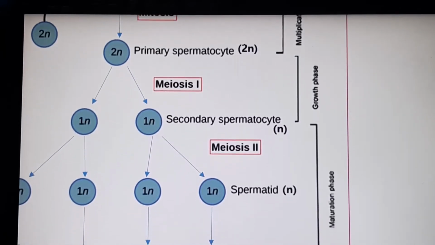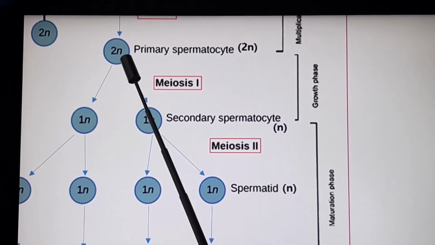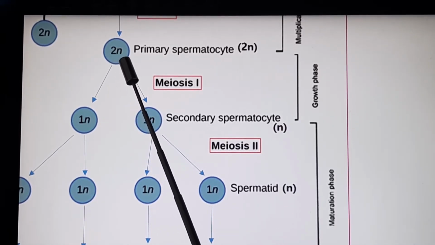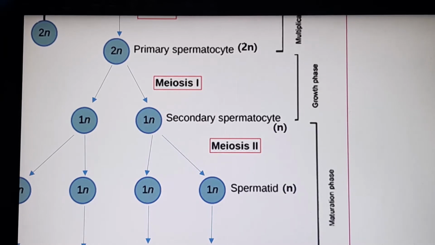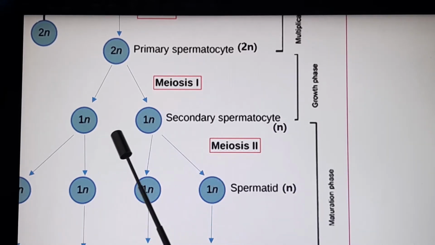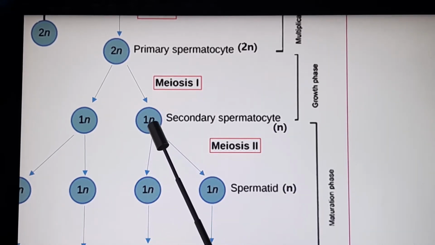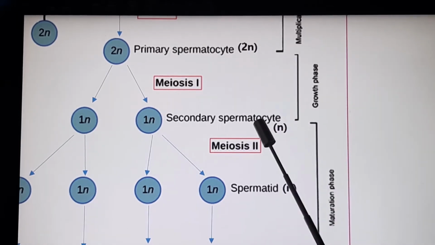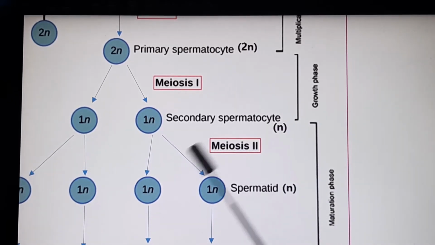Then the primary spermatocyte, that is the cell which is going to enter into the first meiotic division, divides and a secondary spermatocyte is formed. That also will grow and enlarge in its size, and from the division up to the second is known as the growth phase.